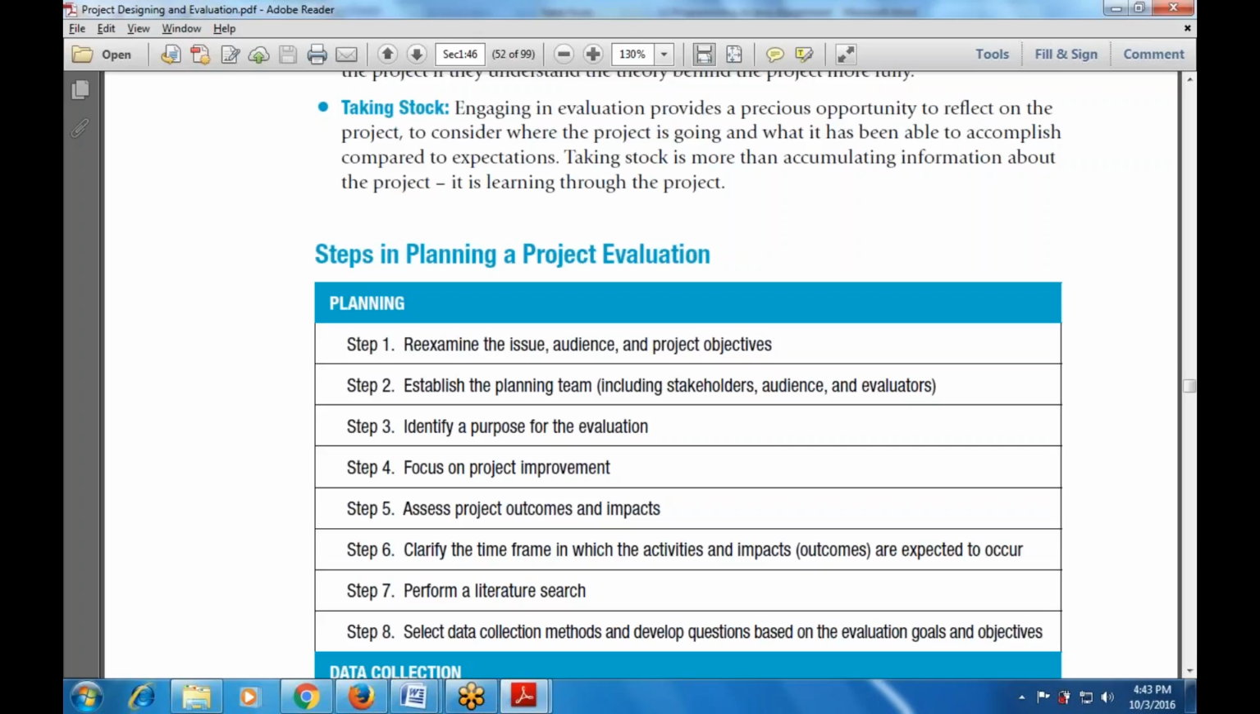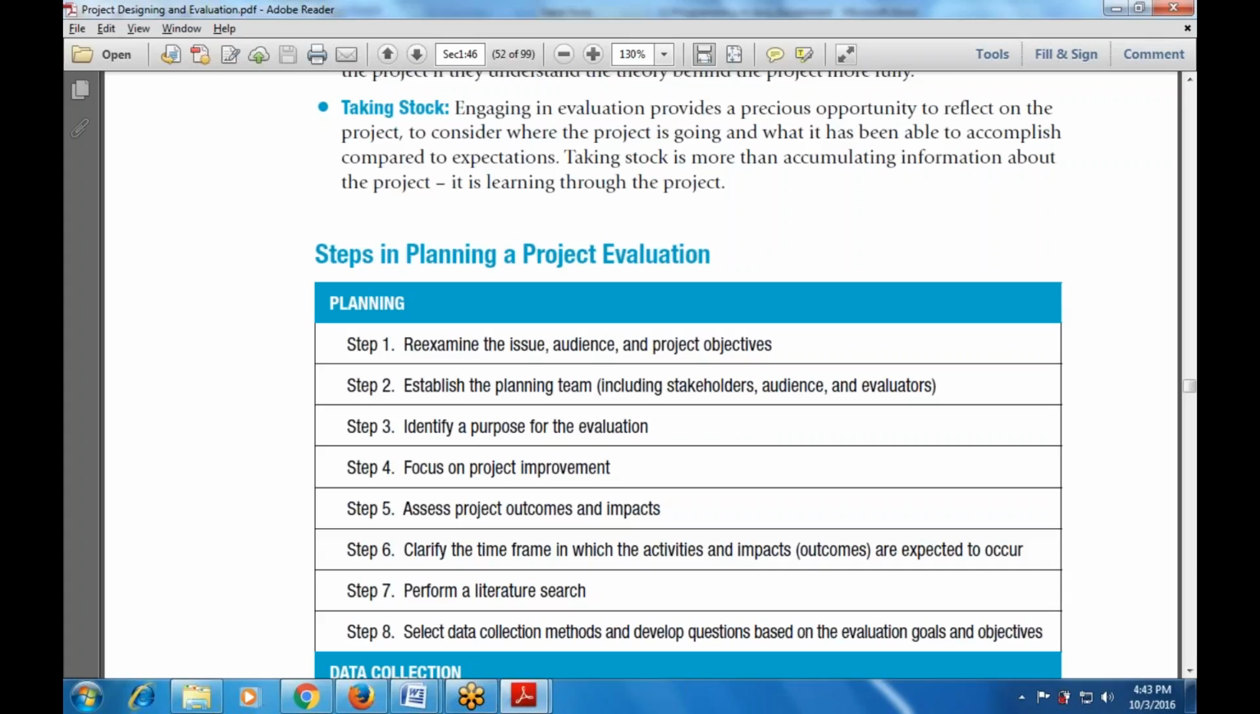Then step number three is identify a purpose for the evaluation. What is the main purpose of the evaluation? Why are we carrying out the evaluation? What is the main criteria for the evaluation? That is the steps in planning the project evaluation. Then step number four is focus on the project improvement. So we are focusing on the project improvement, why it is captured and why it is going to be used.